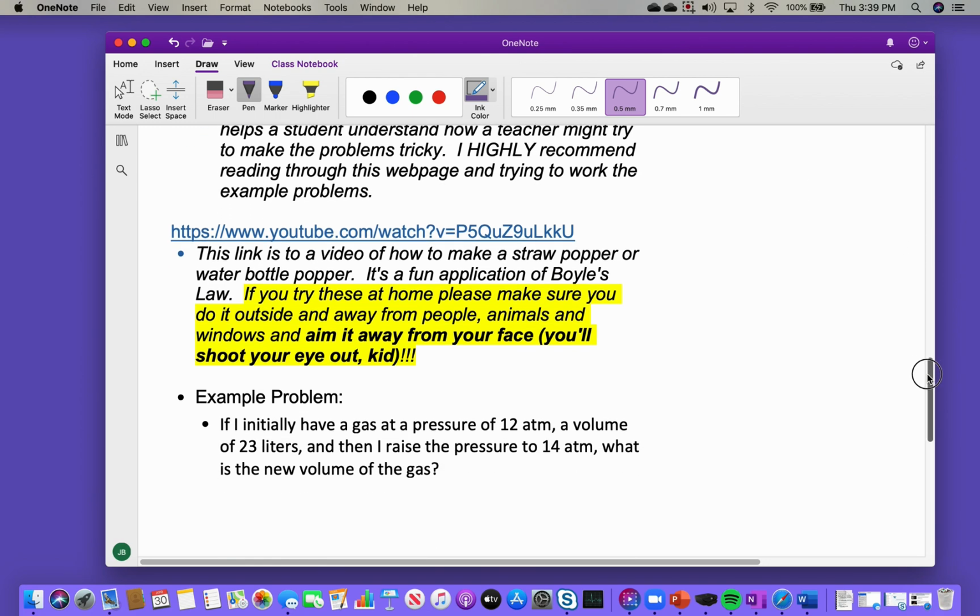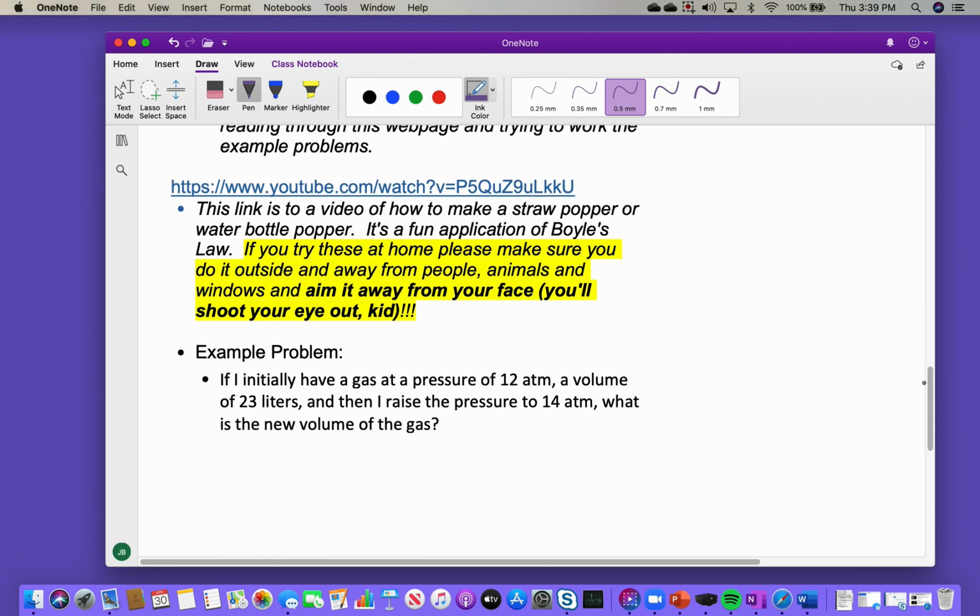The other thing that I have here is a YouTube video from Flynn Scientific, and it shows you how to make a straw popper or how to make a water bottle popper. And it's a pretty neat, fun application of Boyle's Law that you can try at home.